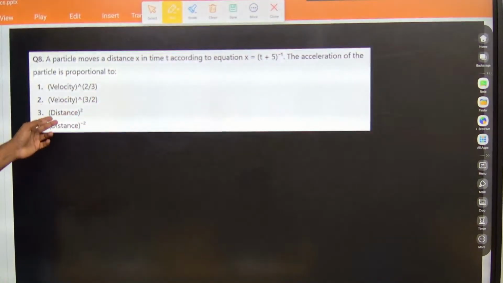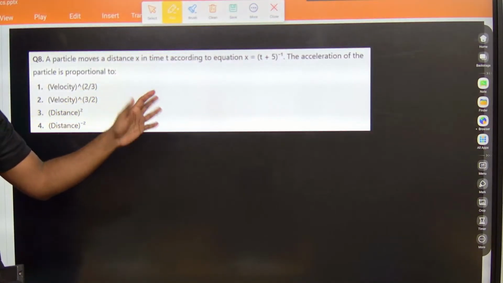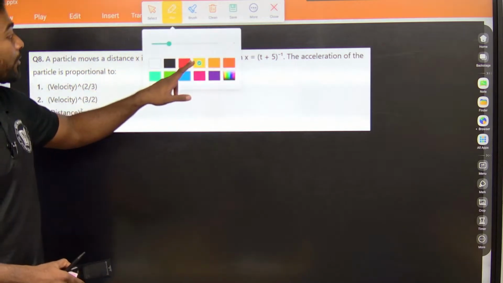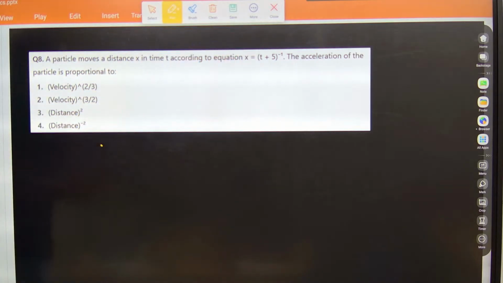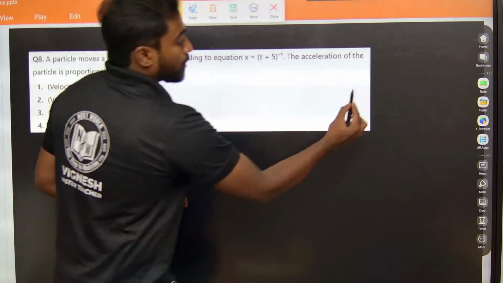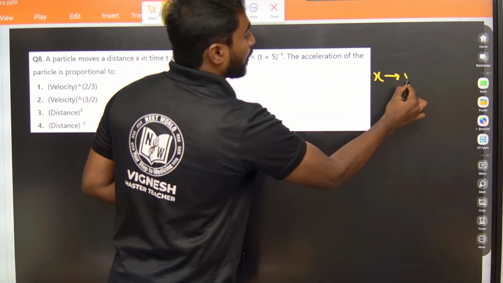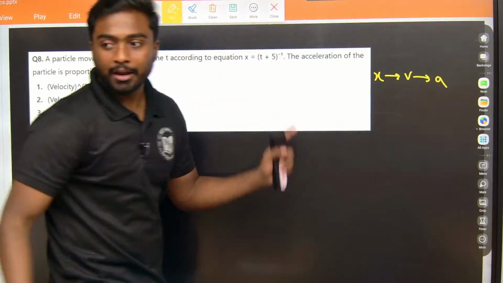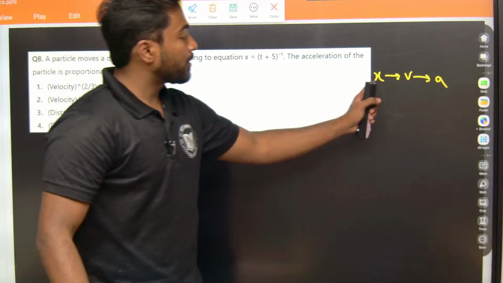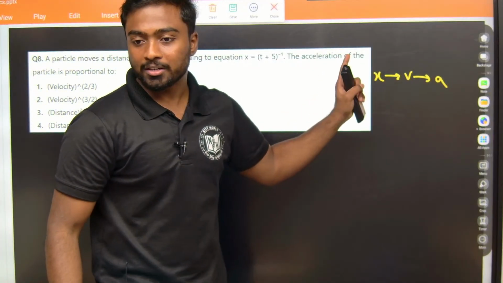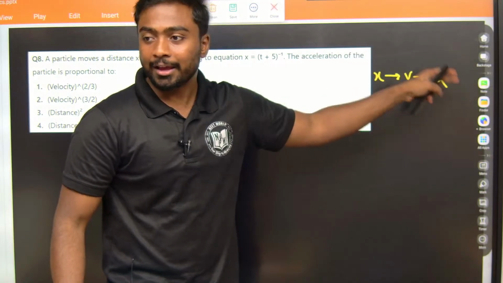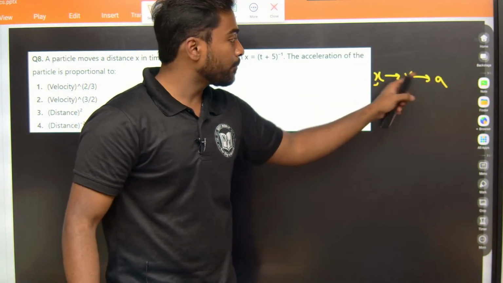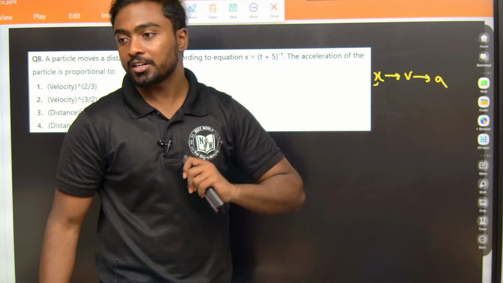If I directly substitute the value, I should get the acceleration. So, first we will find the acceleration equation. So, what I should do? Displacement, velocity, acceleration, I need to differentiate it. From displacement to velocity, first differentiation; velocity to acceleration, again differentiation. So directly from displacement to acceleration, two differentiations I need to do.